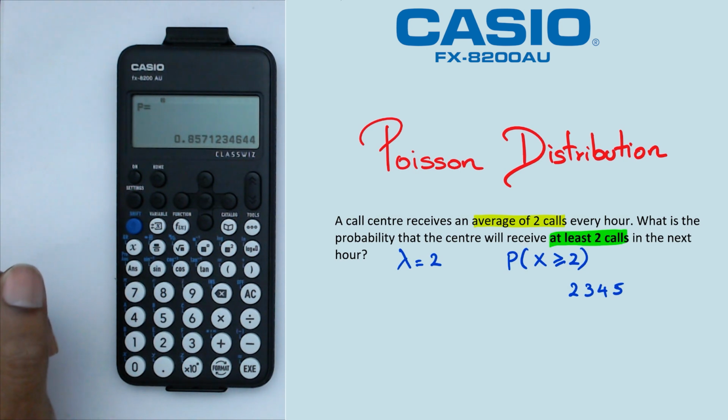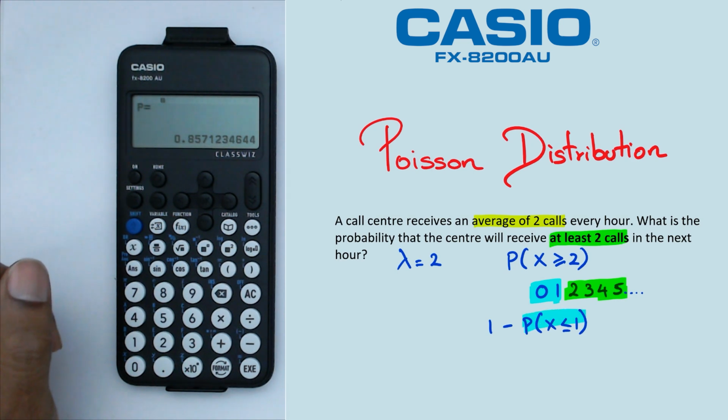But the calculator can only find up to a value. So if we go back before 2, you've got 1 and 0. The green highlighted part is the probability that we want, and of course, assuming that this is going to keep on going, the calculator can only calculate up to a particular value. So for this question, because probability adds up to 1, we're going to do 1 minus the probability of x less than or equal to 1. Because this probability, the blue probability, is for 0 and 1. And if you do 1 minus that, you should get the probability of at least 2.